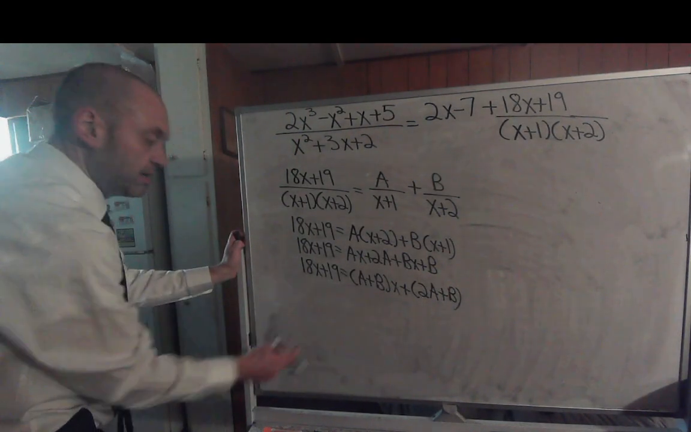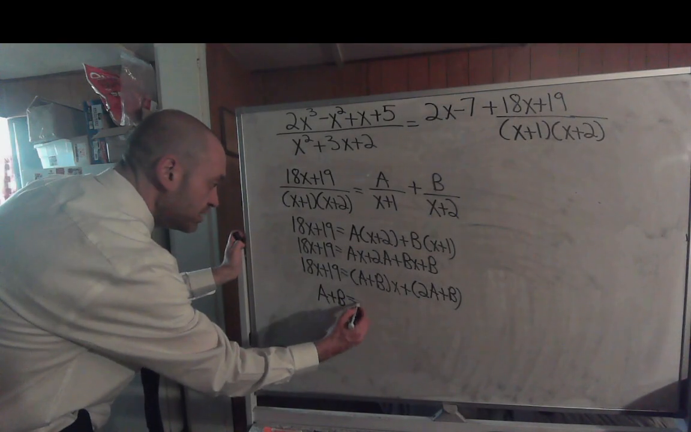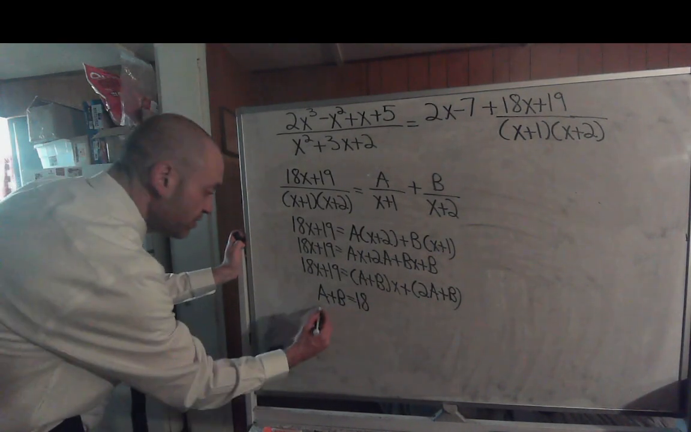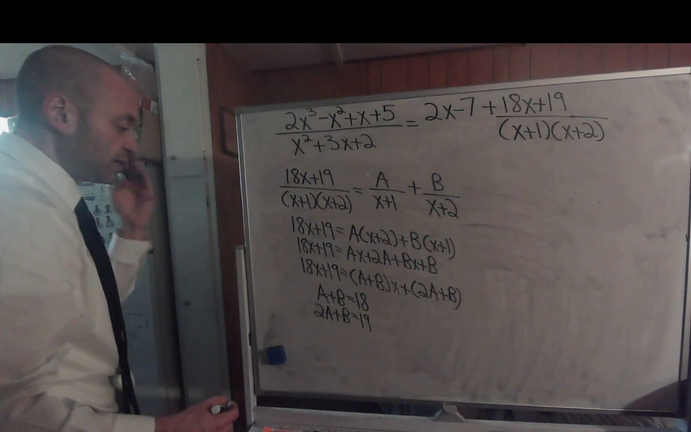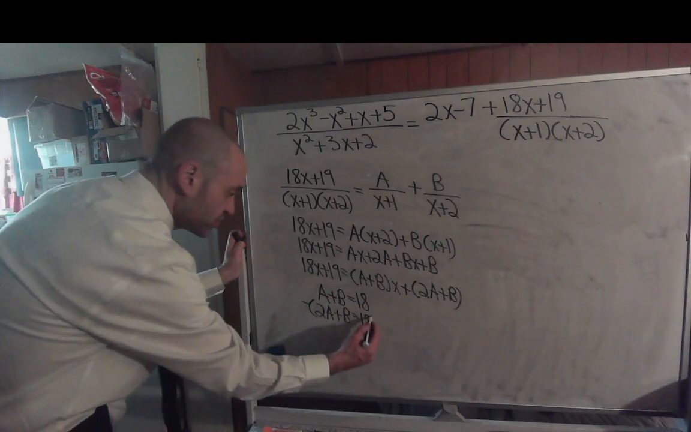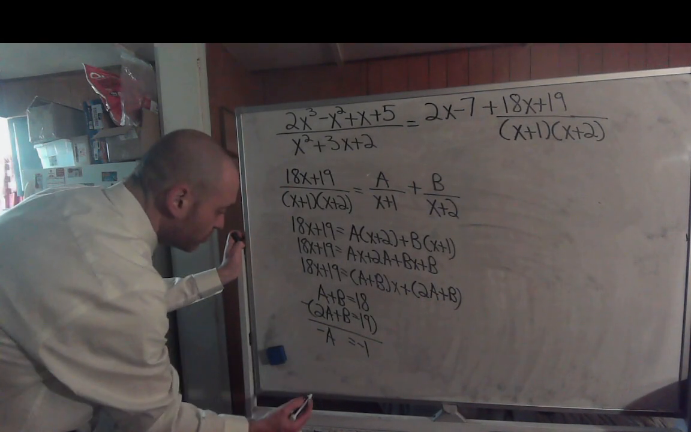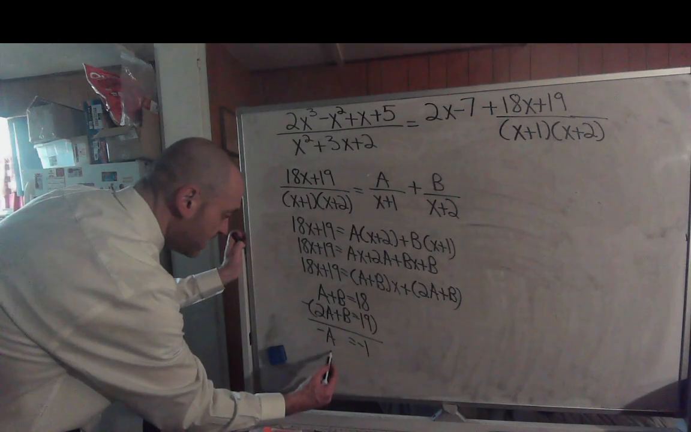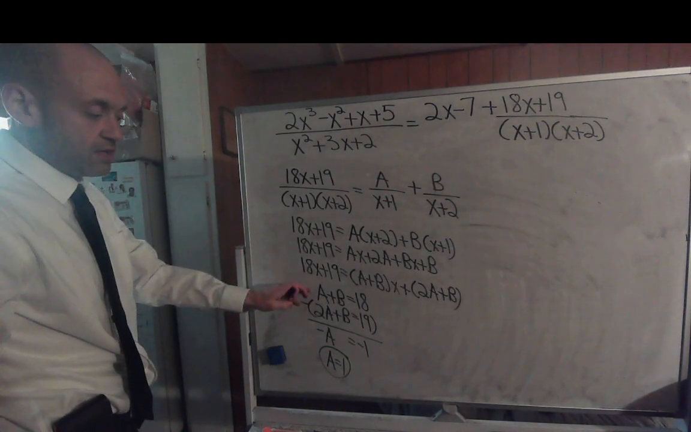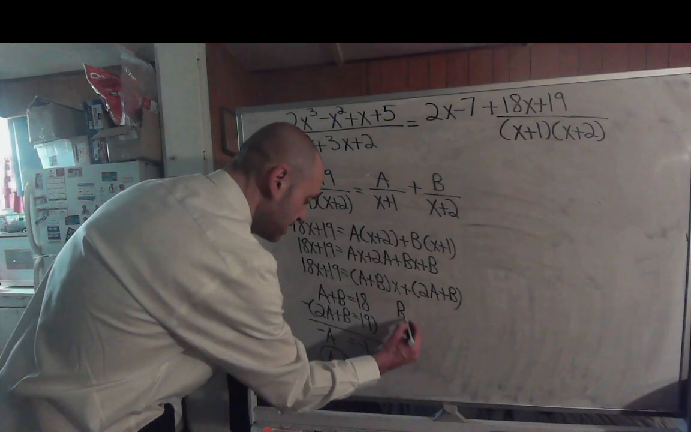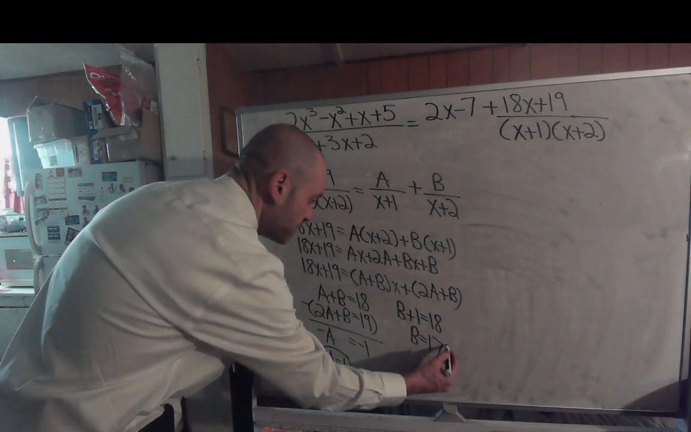So a plus b is my coefficient of the x of the first term, so a plus b is going to be equal to 18, and then 2a plus b equals my constant term, which is 19. So now let's go ahead and subtract the second equation from the first. We can eliminate b. You end up getting that negative a equals negative 1, which just simply means that a equals 1. So we found a, and we can easily solve for b by putting it in the first equation. So b plus 1 equals 18, so b equals 17.